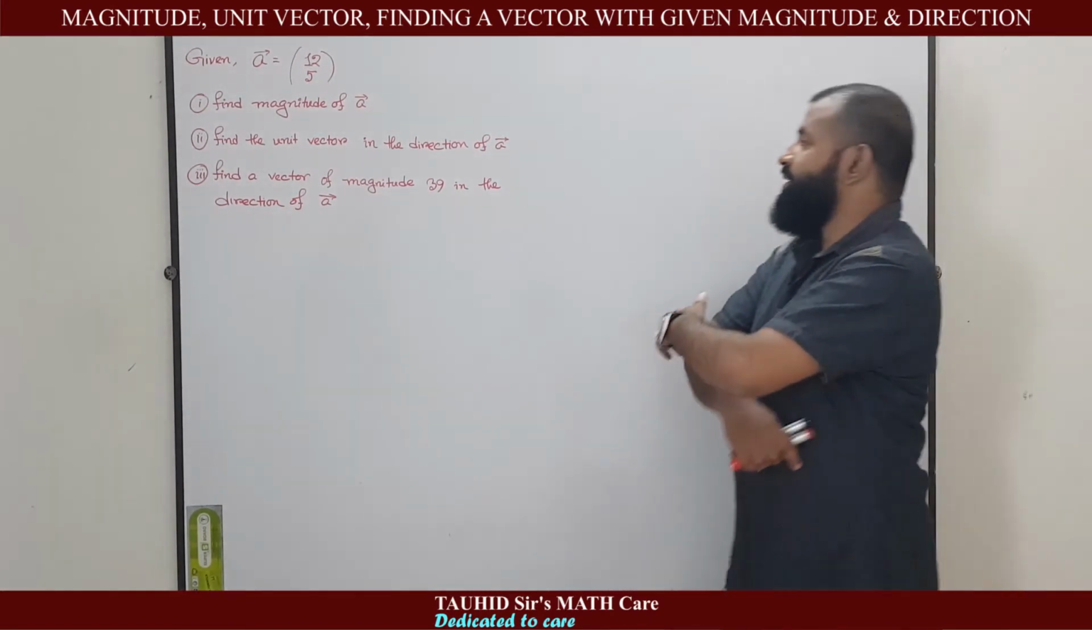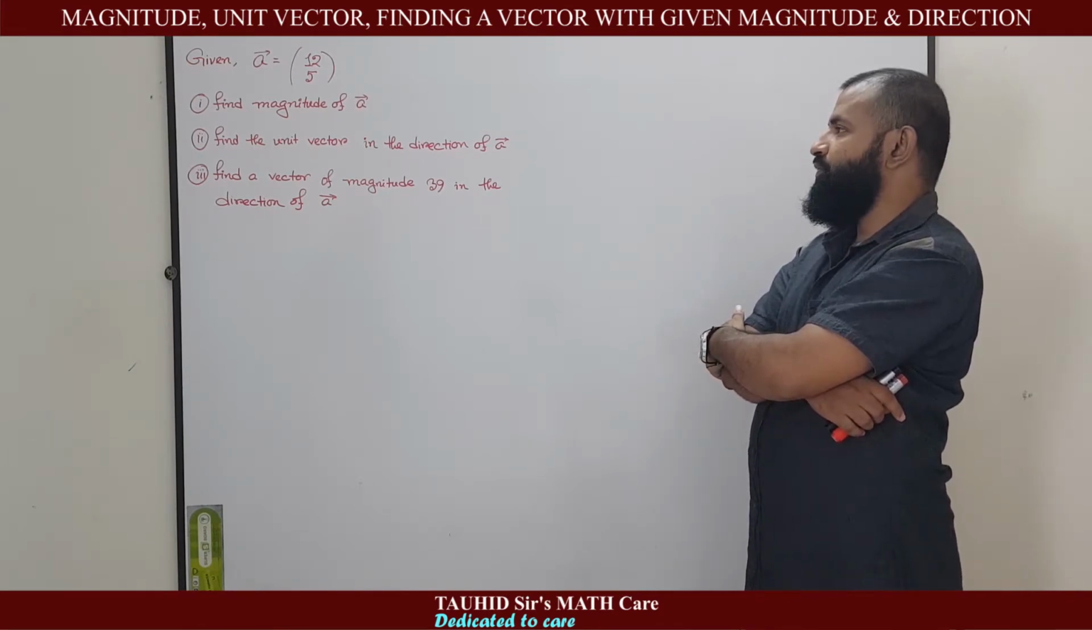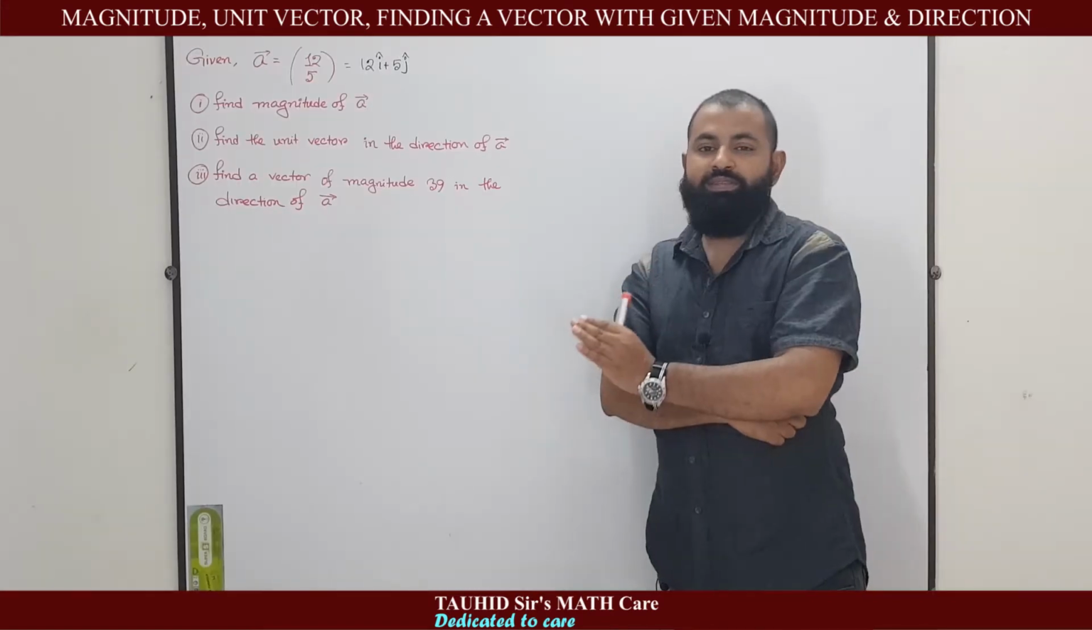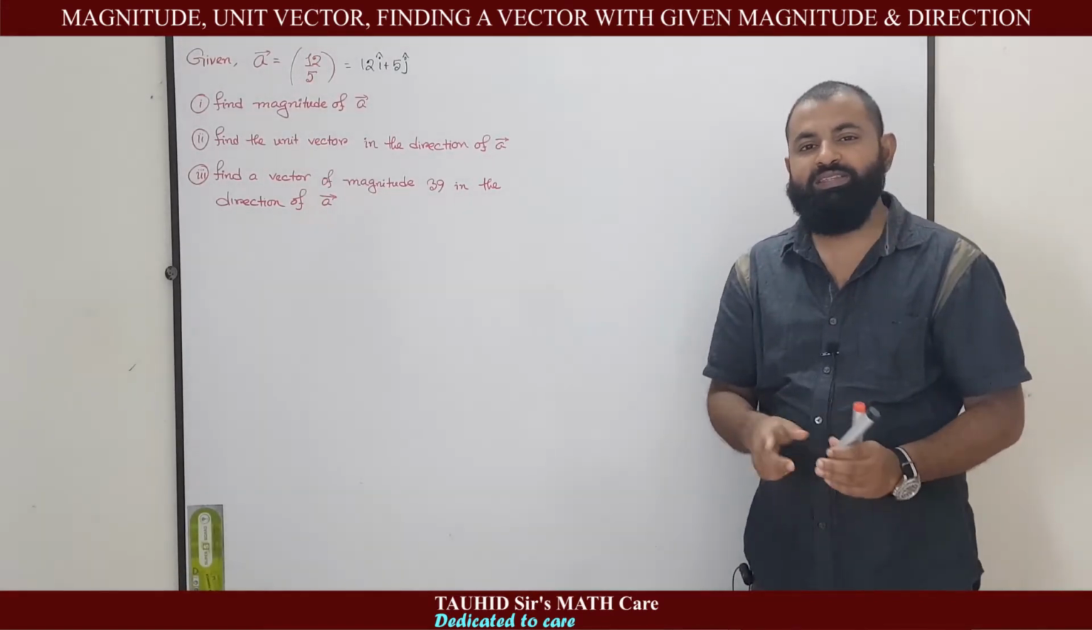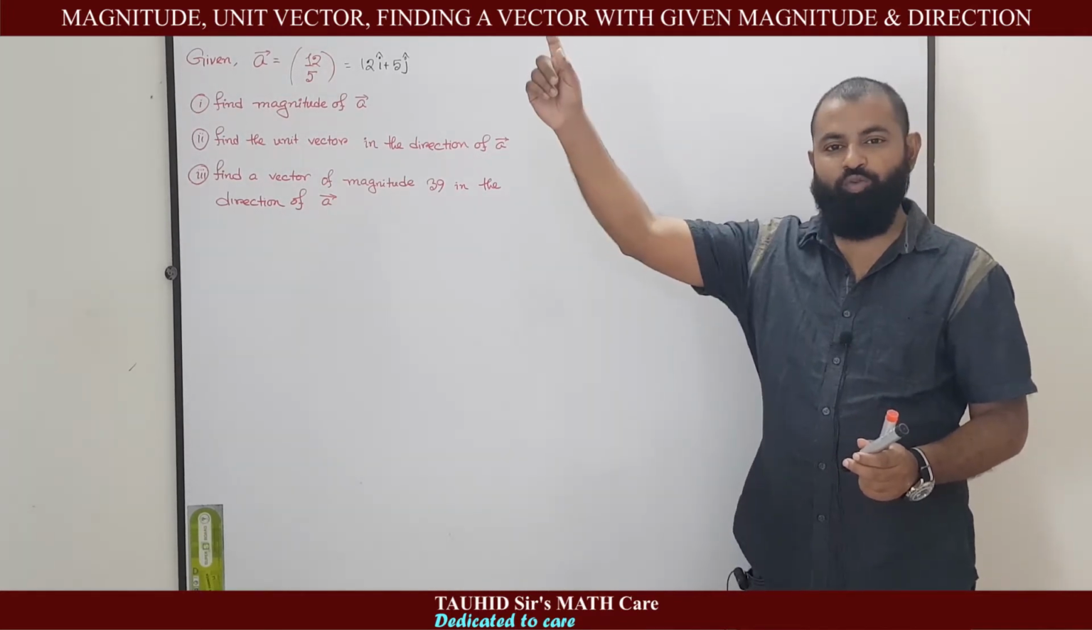So here is our example. Given that vector A is (12, 5). That means 12i plus 5j. That means the vector A represents such a vector that moves 12 units rightwards and 5 units upwards.